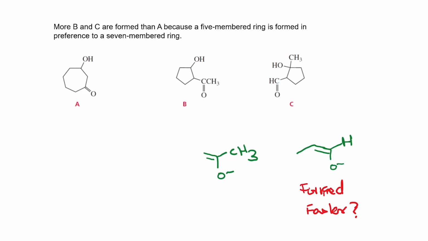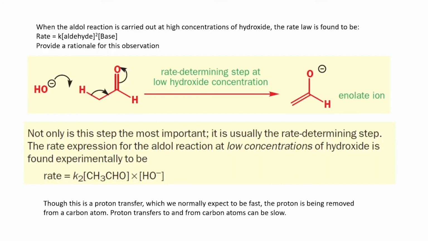But I can't really comment on whether B is the major product or C is the major product at this point. So what we can say is that B and C together might constitute the major products of this reaction. Let's move on to the next question. So the reaction, the aldol reaction, when it is carried out at high concentrations of base, the rate law is actually rate equals k times the square of the aldehyde concentration times the concentration of the base. So the question here is: provide a rationale for this observation.